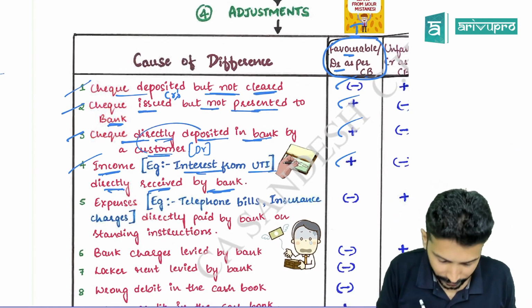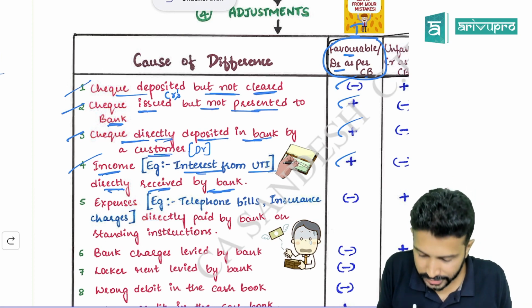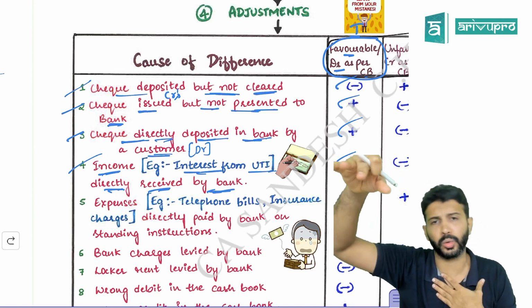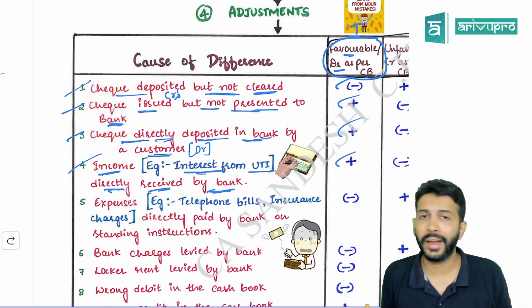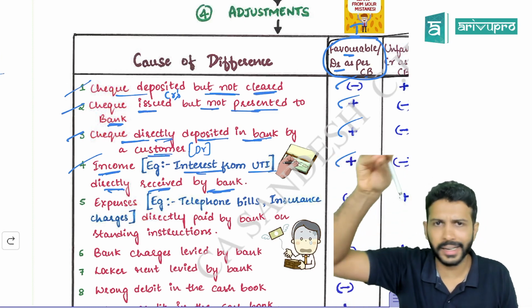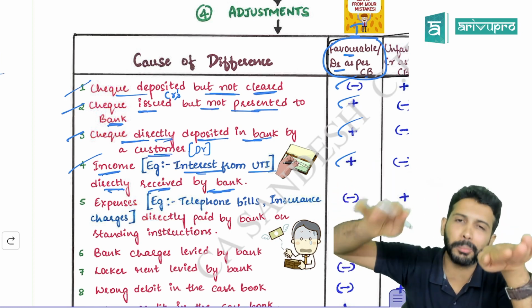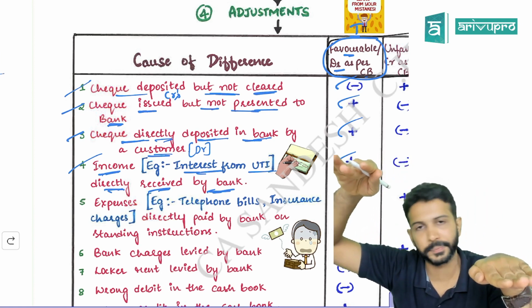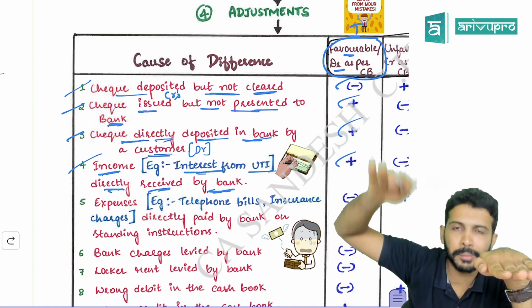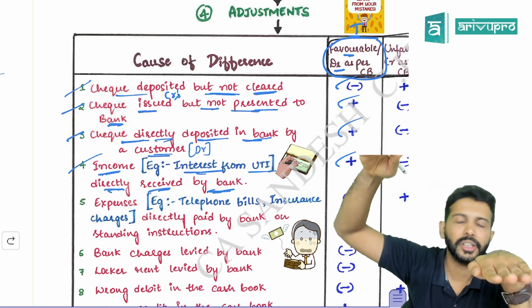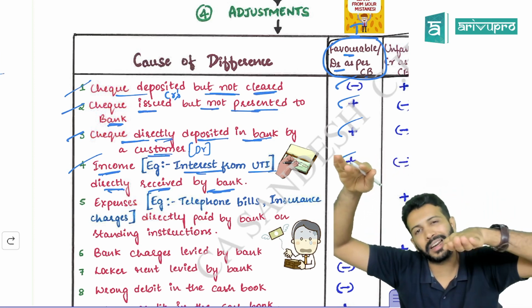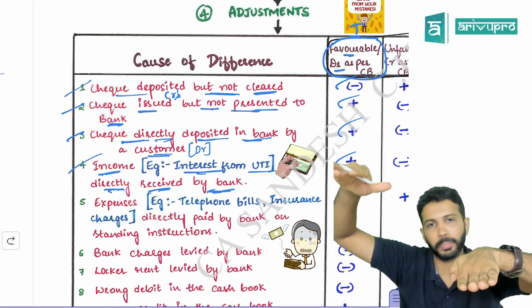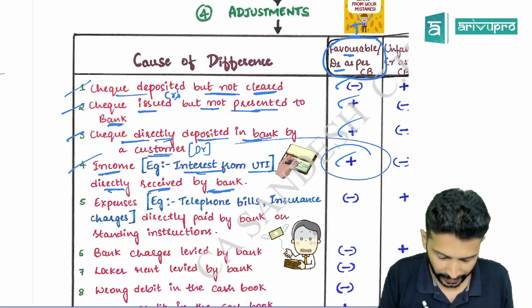Somebody is saying explain 3 once again. Check directly deposited in a bank by the customer. The customer has put money into my bank account directly without telling me. Why? Don't ask me, it's a scenario. Since he has put the money into my bank account, as per passbook my balance has increased. Since I am not aware of it, cash book balance is still the same. Since my starting point is cash book, I cannot touch passbook. So to reconcile, I have to add back.